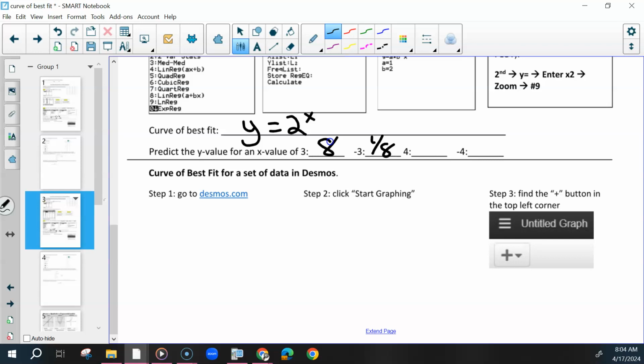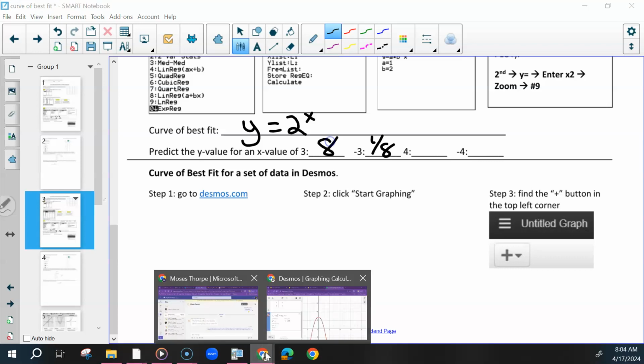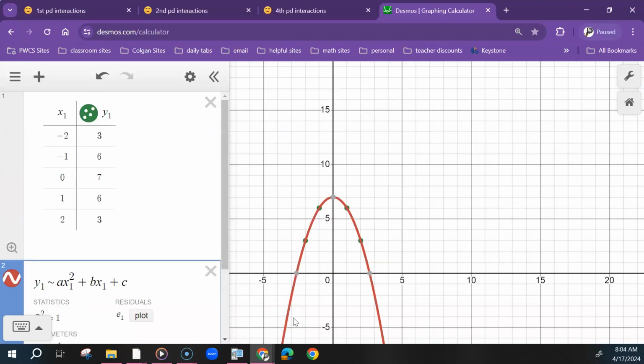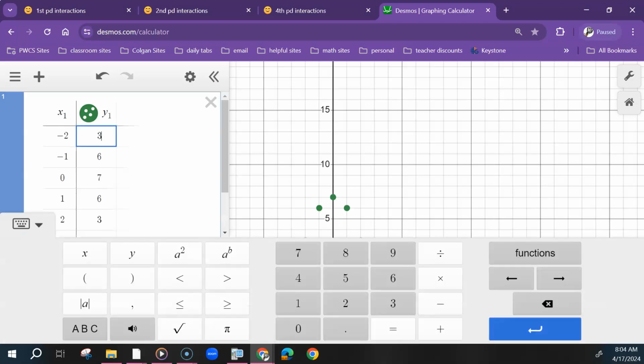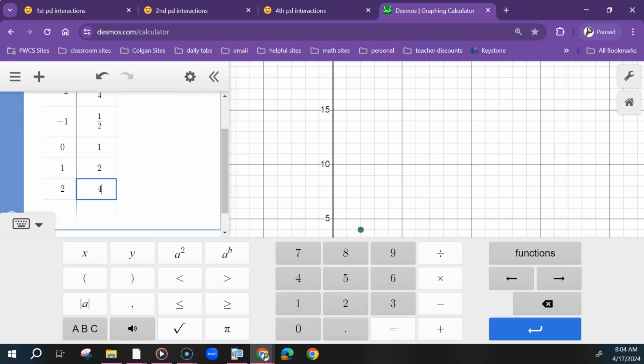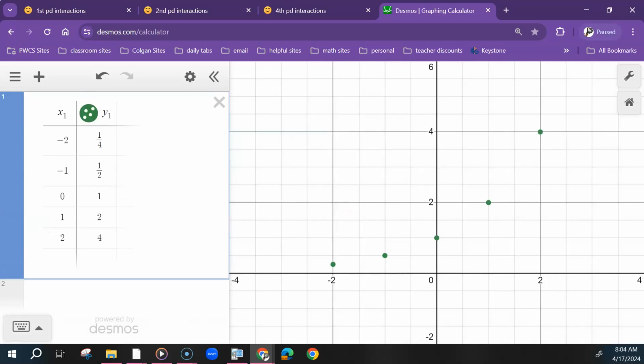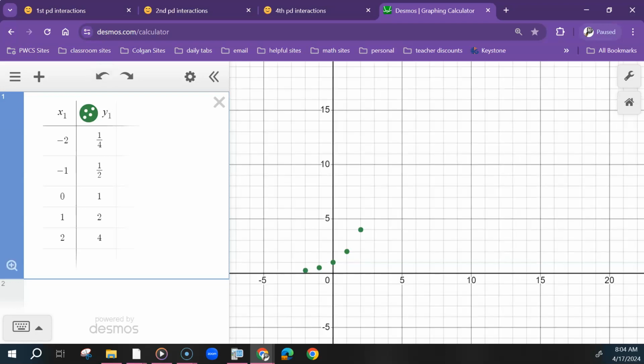So now in Desmos, we're going to do the same thing. You can use the same table you had and just change the values or delete everything. That's completely up to you. I'm going to get rid of that other equation we had. So I see it's making that curve. If I zoom in, the curve's a little wider.